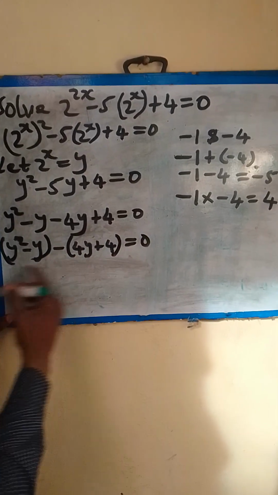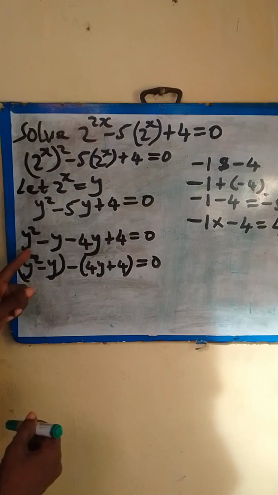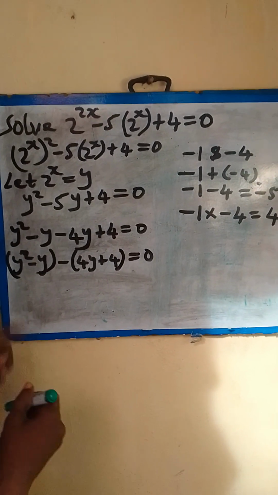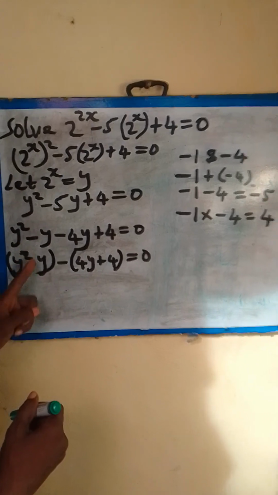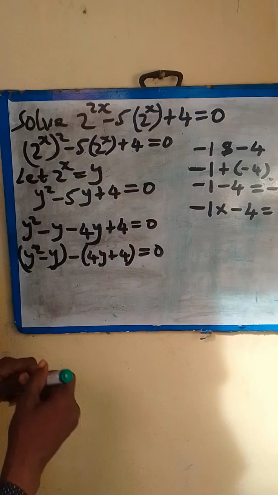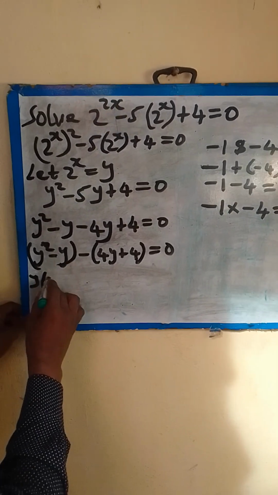Now from here we are going to factorize. Look for what is common. What can go into y raised to power 2 minus y. So what can go into y raised to power 2 and also go into y. So what can go into y raised to power 2 and y is y.